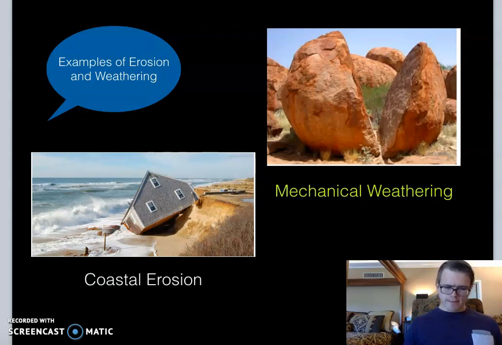Here we have some examples of erosion and weathering. Coastal erosion is when destructive waves wear away at the coast and cause the attrition of beaches. As you can see in the slide, this can have devastating effects. In this picture, we have a visual of mechanical weathering where the water has gotten into cracks of the rock, freezing and expanding, and over time the rock splits apart.